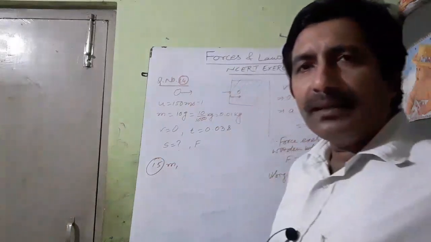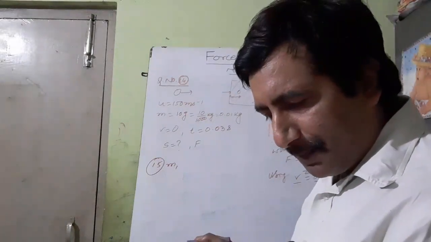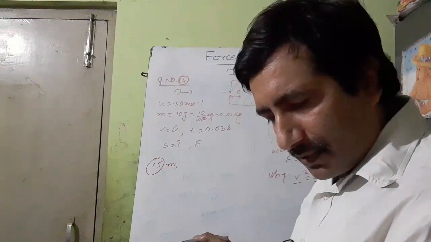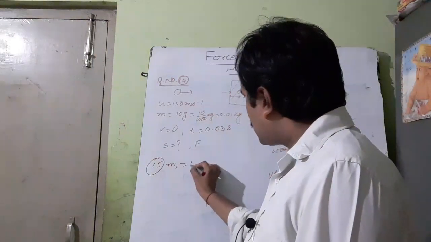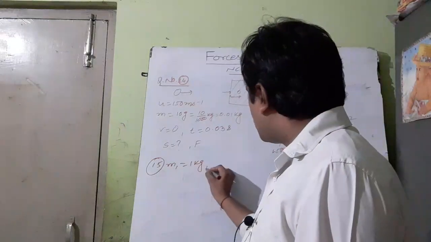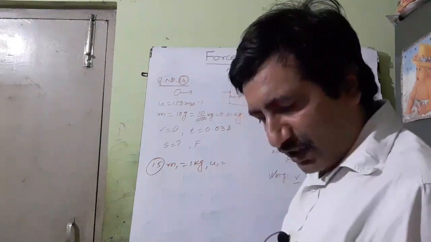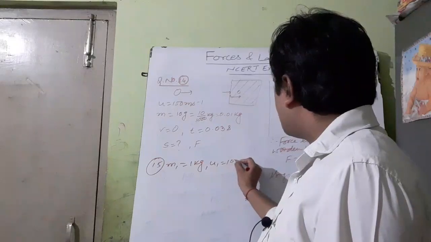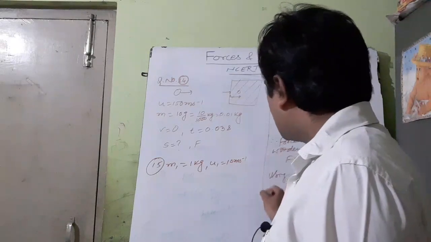M1, mass of the bullet, mass of the object, is equal to 1 kg, and its velocity u1 is equal to 10 meter per second.